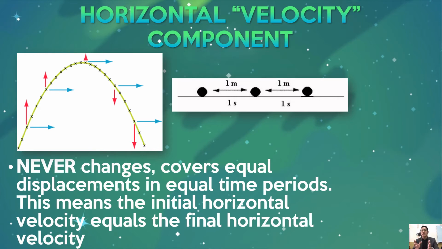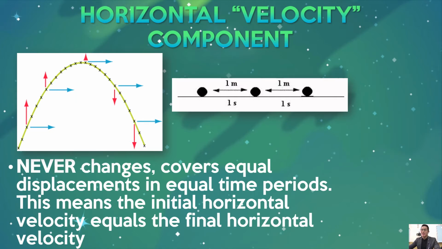Now let's analyze the different dimensions. First, of course, the x dimension or the horizontal dimension. Please remember that the horizontal velocity component of a projectile never changes. It covers equal displacement from one position to another. As time goes by, as you can see in this example, per 1 second it covers the same meter.